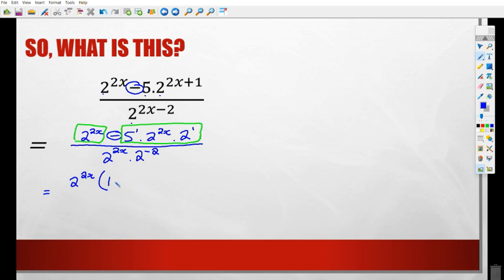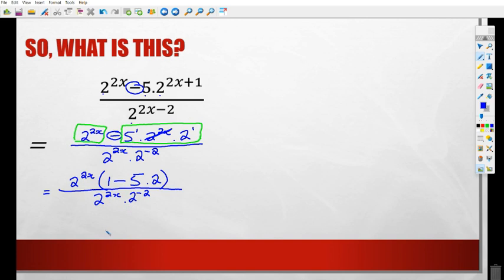1 minus. If I take out a 2 to the power of 2x in this bracket over here, what's left in this green box? There's a 2 and there's a 5. Can you see that? I've got 5 times 2. So 5 dot 2, 5 times 2. That dot just means multiply. Close your bracket. I hope that makes sense. All over 2 to the power of 2x times 2 to the power of negative 2. We're going to deal with this just now. Don't worry.